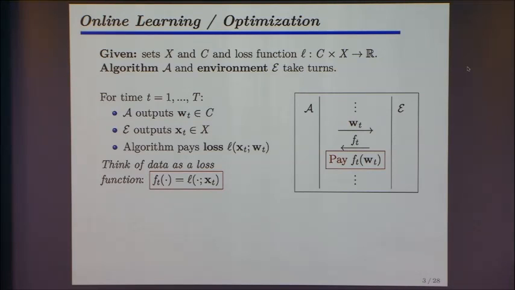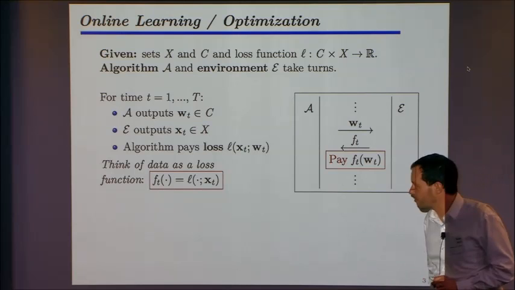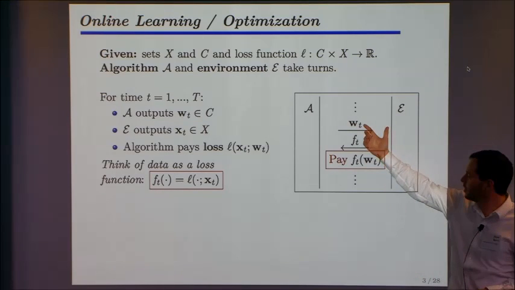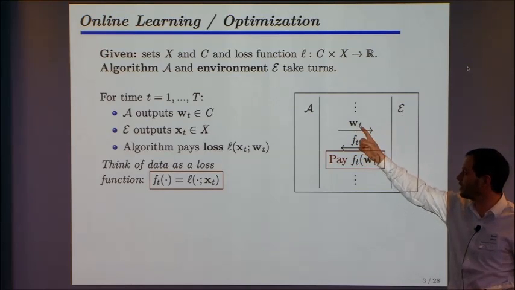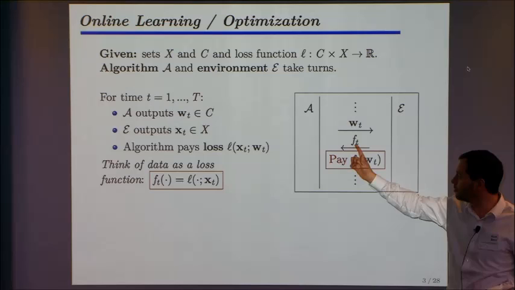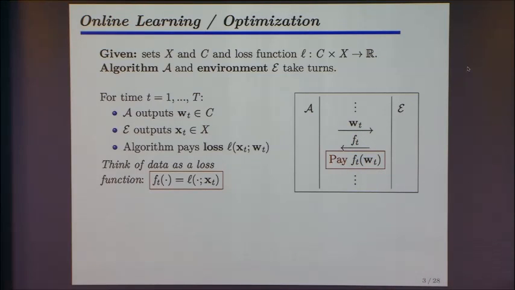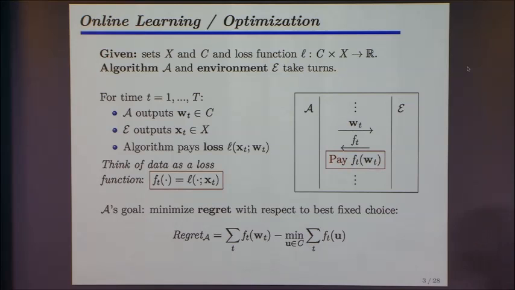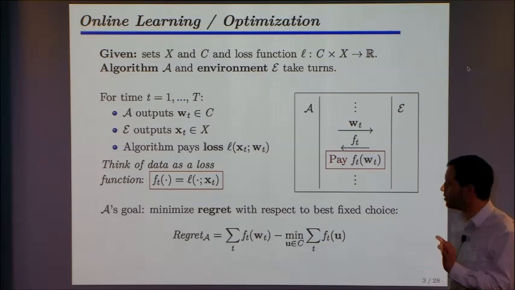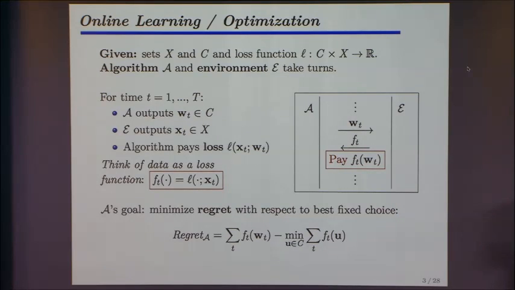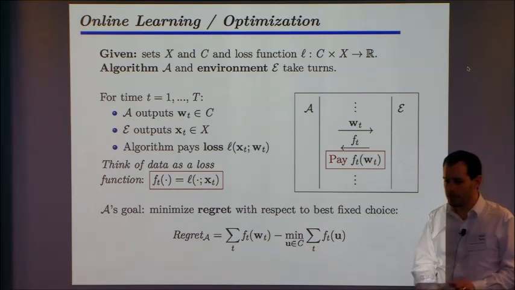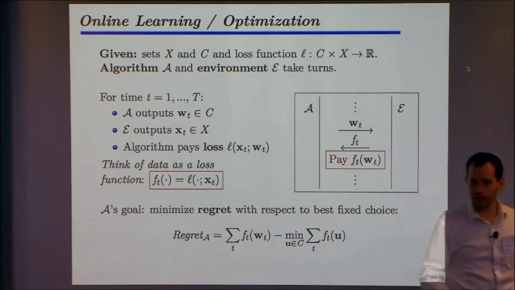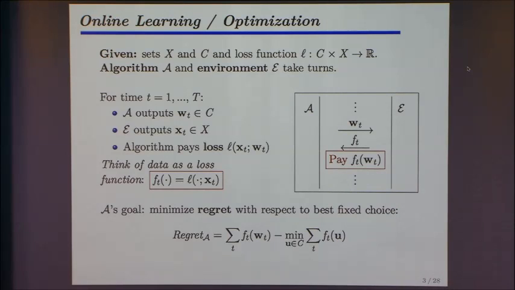Okay. So this seems like a very difficult model for the algorithm to live in, because it pays for something that it hasn't yet seen. And the environment in full generality can choose this f_t based on the prediction that was made. But the way we'll make the algorithm's life easier is that we're only interested in minimizing the algorithm's regret with respect to the best fixed choice in hindsight. So the regret is the costs I paid minus the best single parameter I could have played the whole time. This is one notion of regret. There are several others. This is the most prevalent one.